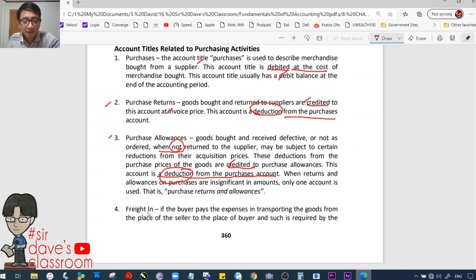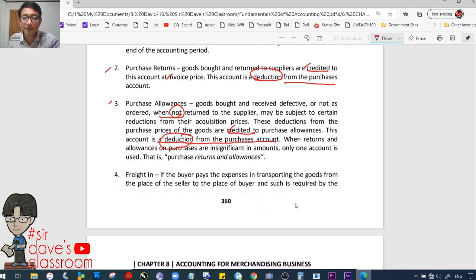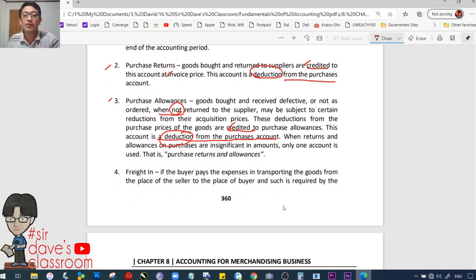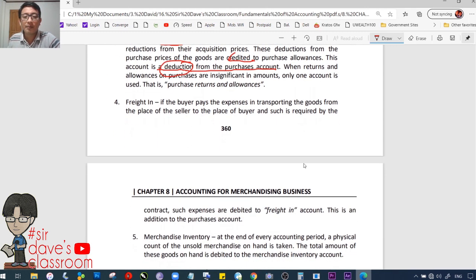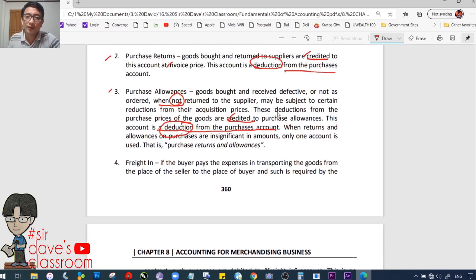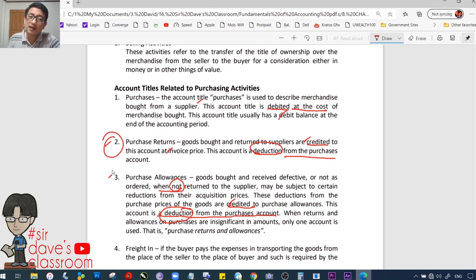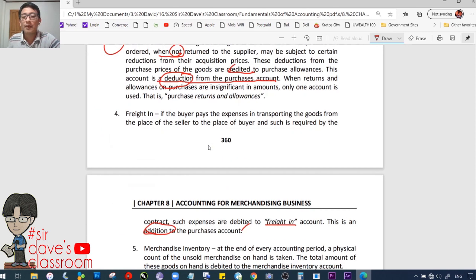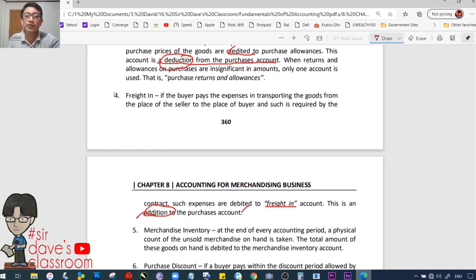Okay? Number 4, freight in. If the buyer pays the expenses in transporting the goods from the place of the seller to the place of the buyer and such is required by the contract, such expenses are debited to freight in. Okay? This is an addition to the purchases account. Remember, 2 and 3 are deductions to number 1. Number 4 is an addition to number 1, freight in. More on this later on, as we have said, when we discuss freight accounting.